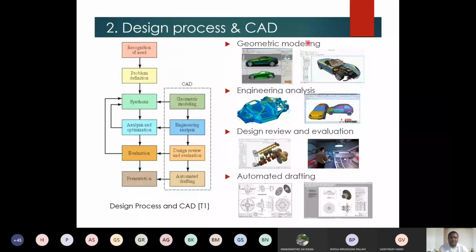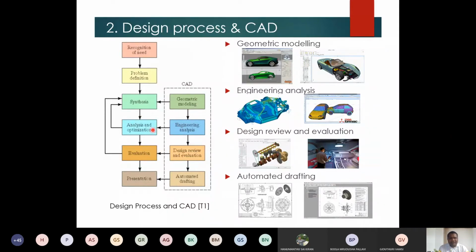For example, as I showed you in the previous PPT, in geometric modeling you do sketching, you do 3D modeling, all these things you are going to develop. If you look at the first vertical, it is the design process, and the second vertical is all the various CAD technologies to help, to work for the design process.